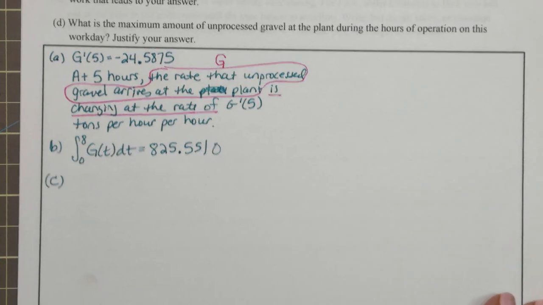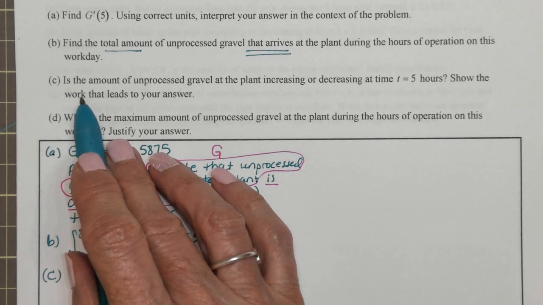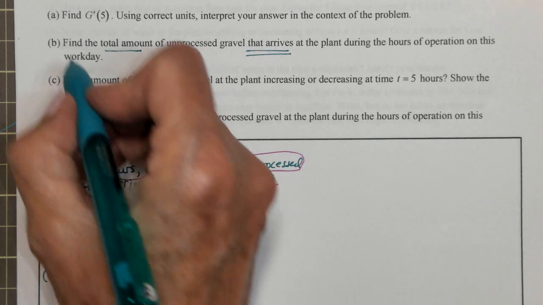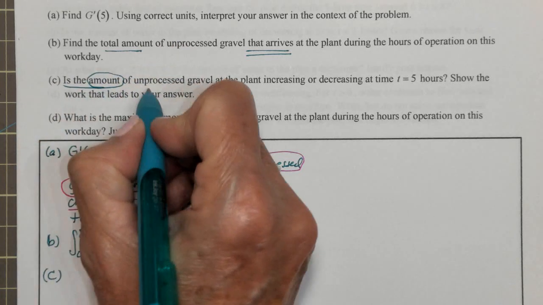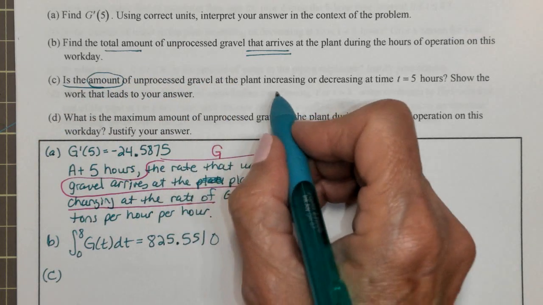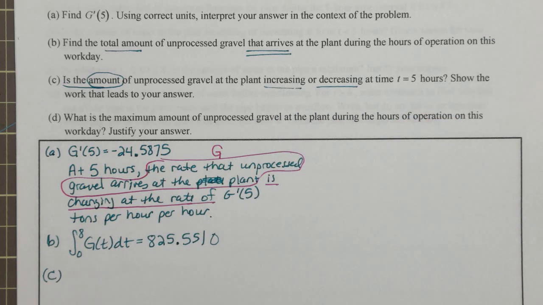Part C now. Is the amount of unprocessed gravel at the plant increasing or decreasing at time 5 hours? Okay, is the amount increasing or decreasing at time 5 hours? Well, it depends on the rate in at 5 and the rate out at 5. Is the rate in bigger or less than the rate out at 5? Right?